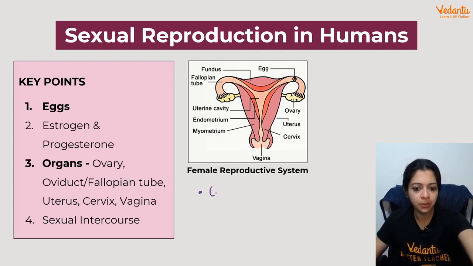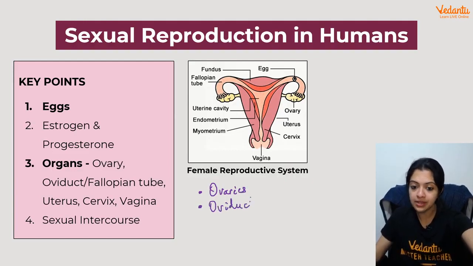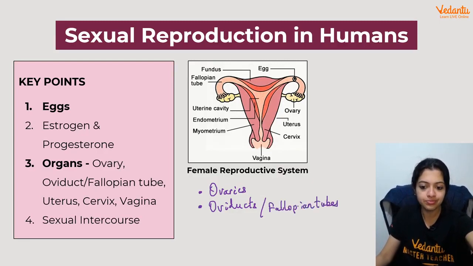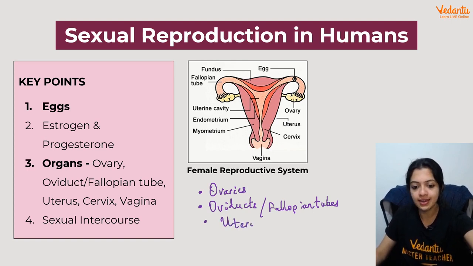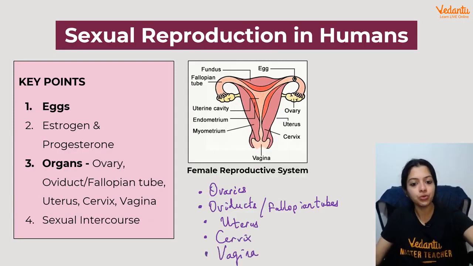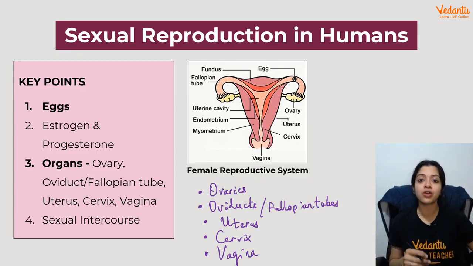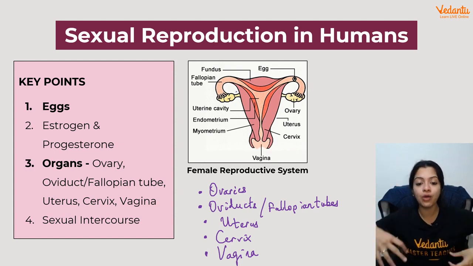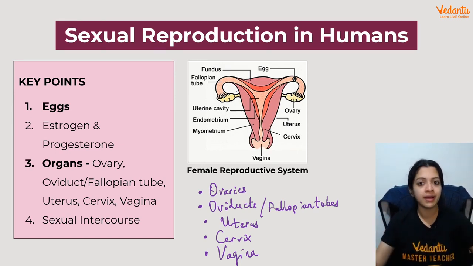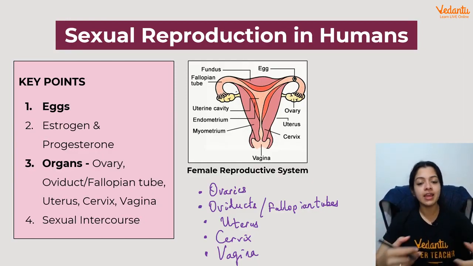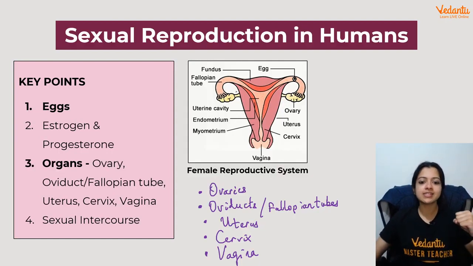I'll just mention the major parts here: the ovaries, which are a pair, and then the oviducts or the fallopian tubes. Then comes the uterus, then the cervix, and then the vagina. These are the major parts. Now, the uterus, as you can see, is lined by very thick muscular walls, the endometrial layer, the myometrial layer, and all of those. And it's the breakdown of the endometrial layer every month in a female that results in menstruation. So these are things that you need to know here.